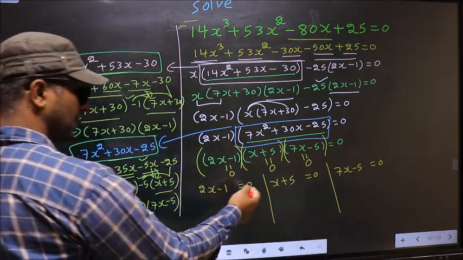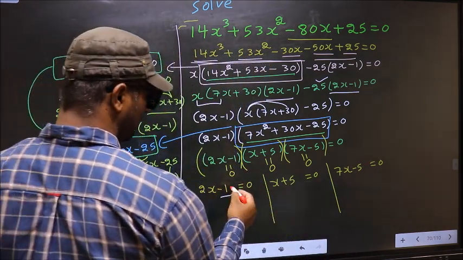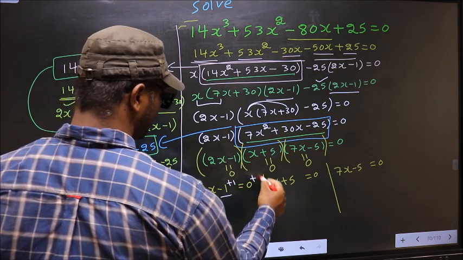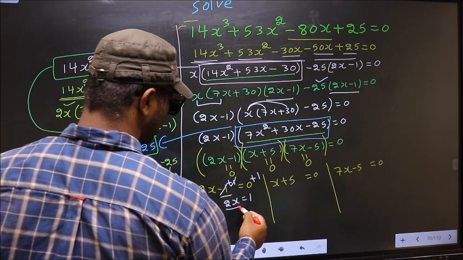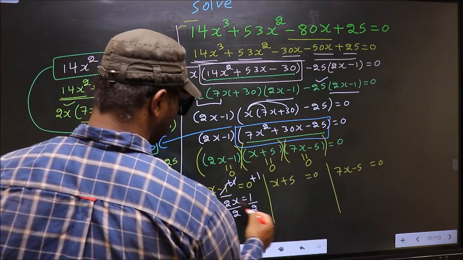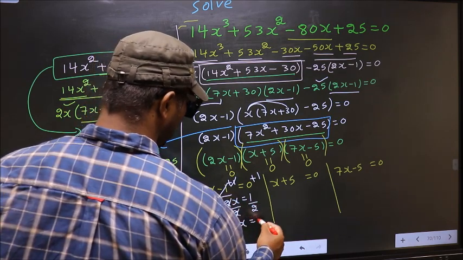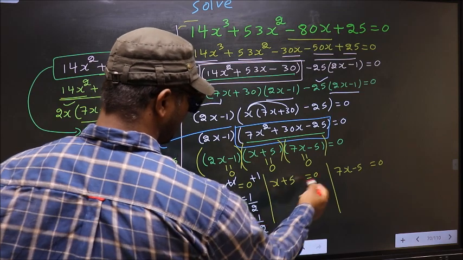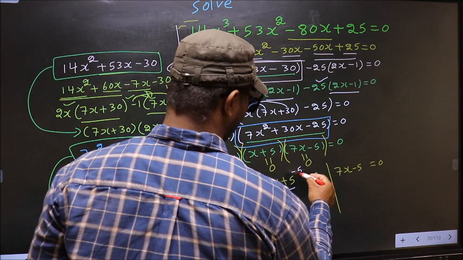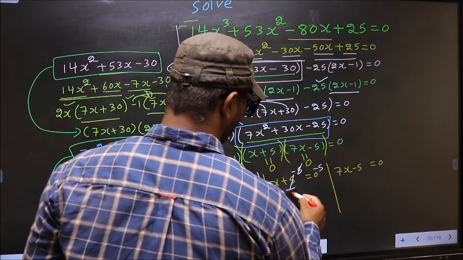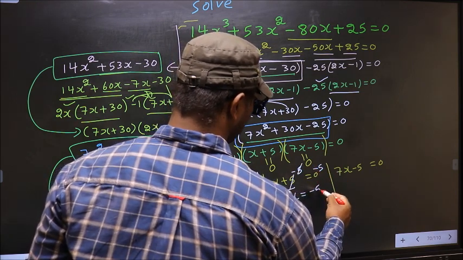Now to get x value from here, I should remove minus 1, so you add 1. You get 2x equal to 1. Now I should remove 2, so you divide by 2. You get x equal to 1 by 2. Now here I should remove plus 5, so you subtract 5. You get x equal to minus 5.